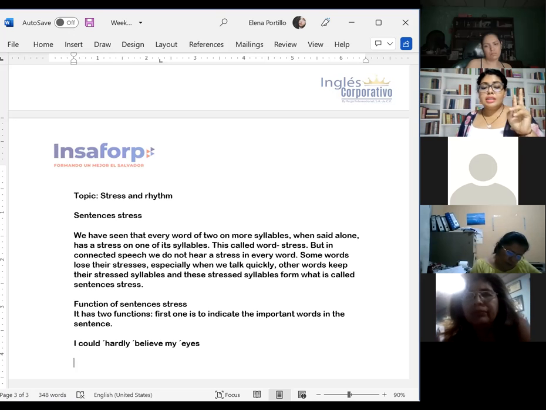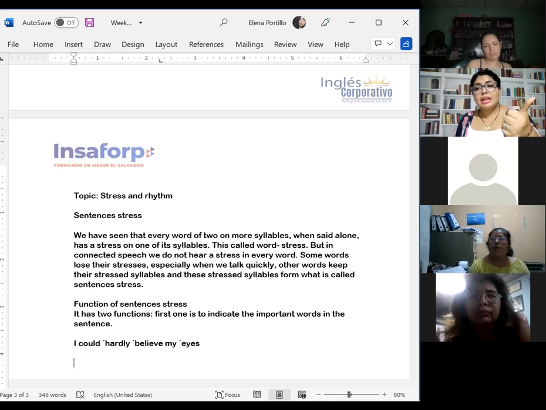Estamos diciendo que la primera función es que nos da una parte importante de la oración. En este caso, dice que en gramática puede ser el significado o puede ser la actitud del que habla. Nos va a mostrar esas dos cosas con la primera parte del estrés. En esta oración, "I could hardly believe my eyes", nos está diciendo que se está poniendo el estrés en "hardly", "believe" y "eyes", porque son palabras importantes para el significado de la oración.